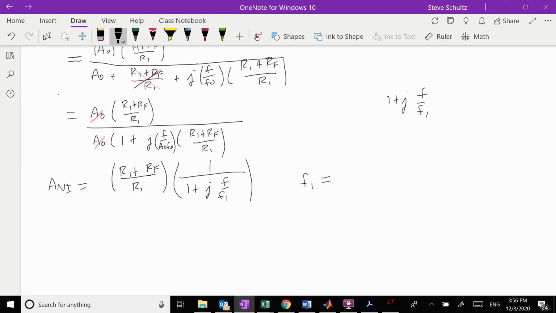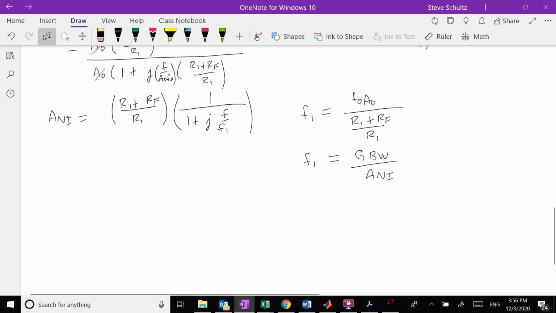Okay, so our F1 is going to be equal to F0 A0 divided by (R1 plus RF) over R1, which is equal to, so our corner frequency was that gain bandwidth product that we had before, divided by the gain of our non-inverting stage.